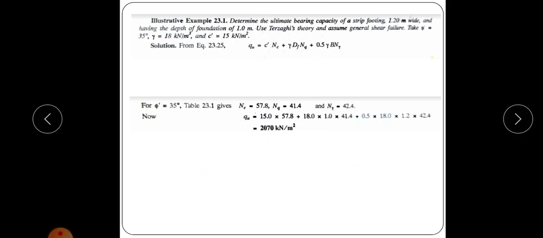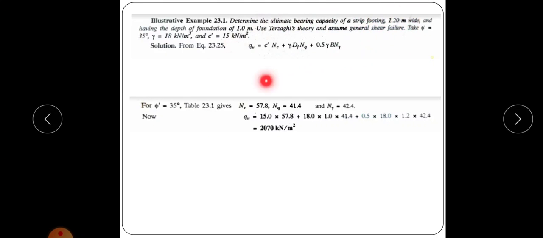Okay, so you can do one problem. Determine the ultimate bearing capacity of a strip footing 1.2 meter wide and having a depth of foundation of 1 meter. Use Terzaghi's theory and assume general shear failure. Take phi equal to 35 degree, gamma 18 kilonewton per meter cube and C 15 kilonewton per meter square. Here it is asked to find the ultimate bearing capacity, that is q u, for a strip footing.